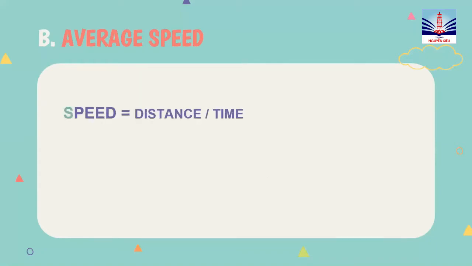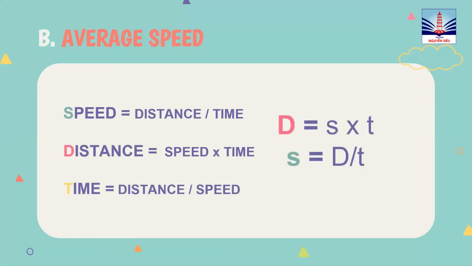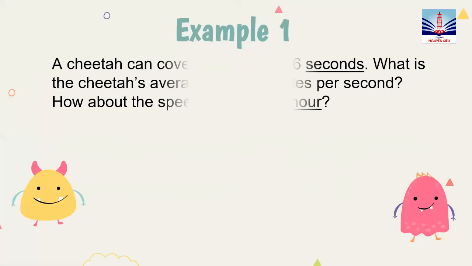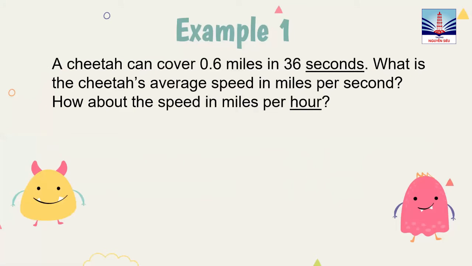B, average speed. I think we all know this, so let's have an example. I'll give you 1 minute to think, and then I will call someone to answer.